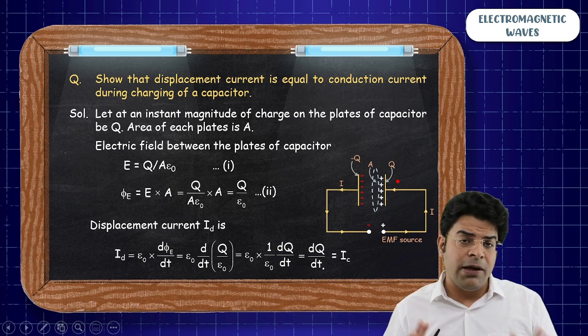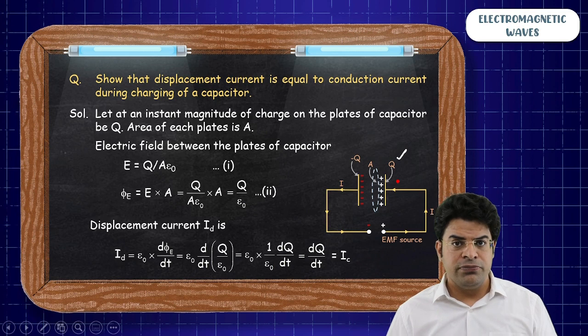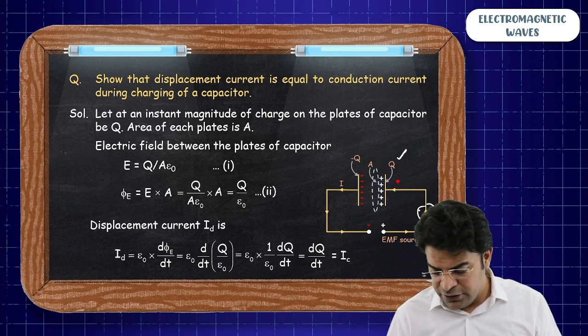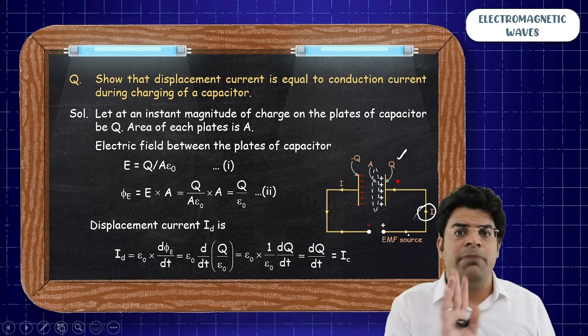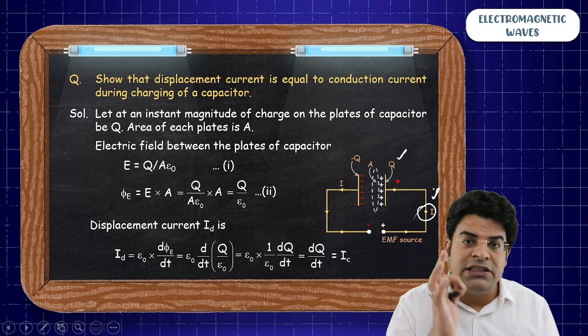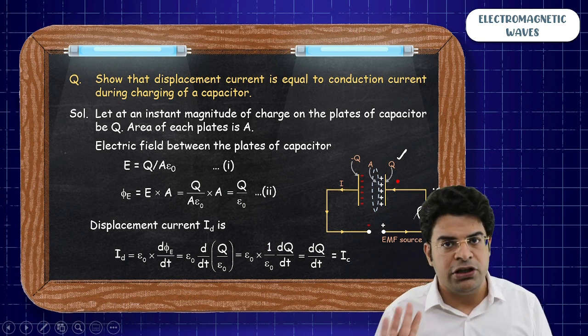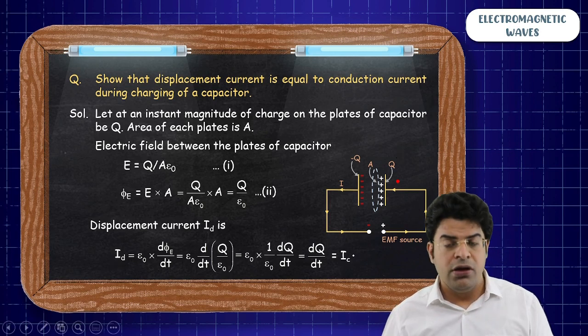So you need to remember this result: if you are charging a capacitor using some current, then the displacement current in between the plates is equal to the conduction current in the wire which is charging or discharging the capacitor plate. This is a simple, important result that you must remember.